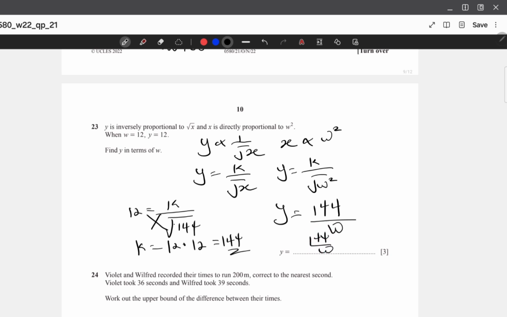You get me? So the square root of w squared is w. So it is 144 over w. So our y equals 144 over w. Since we are finding y in terms of w, that is our answer.